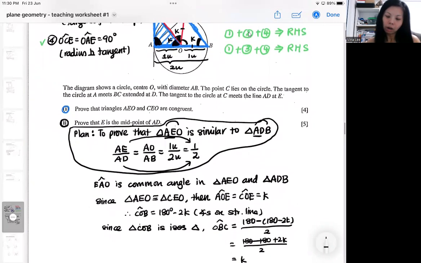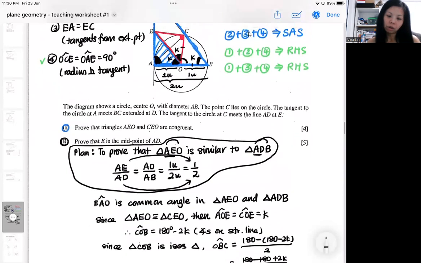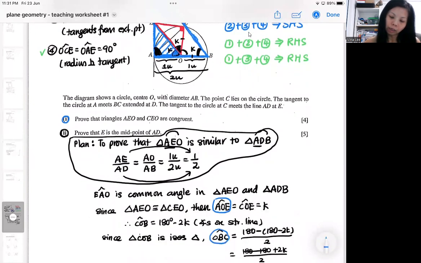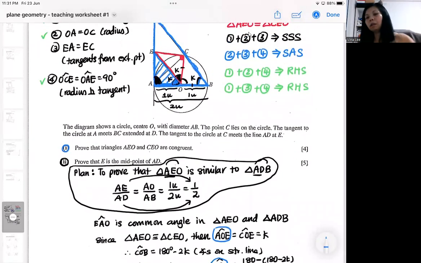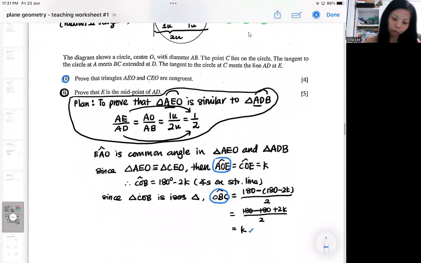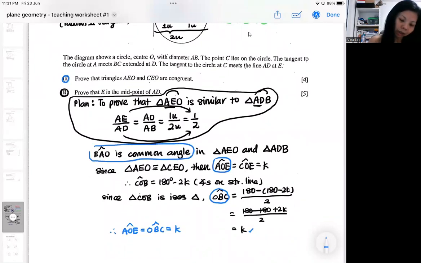So ultimately you already found AOE. So that means AOE here is equal to K, and then OBC is also equal to K. So these are the two corresponding angles in the blue triangle. So therefore, AOE is actually the same as OBC, which is equal to K. So that will be the other A. So this is one of the angles, this is the A, and then this will be another A.